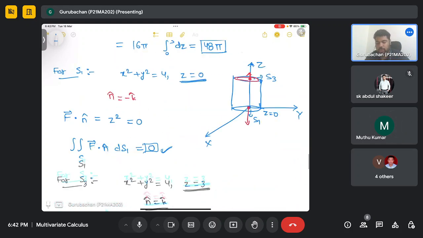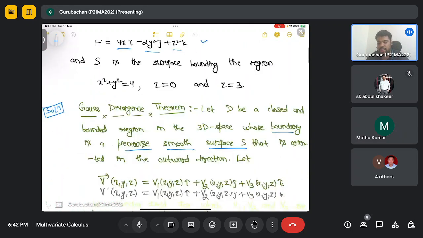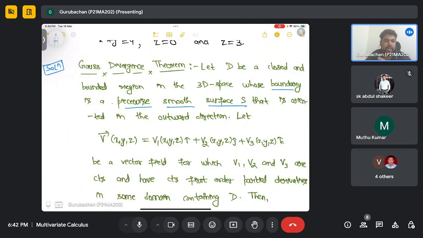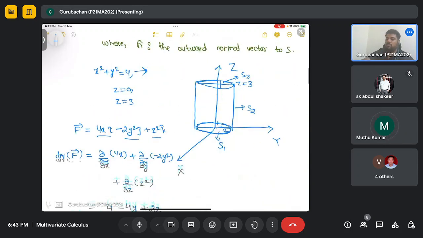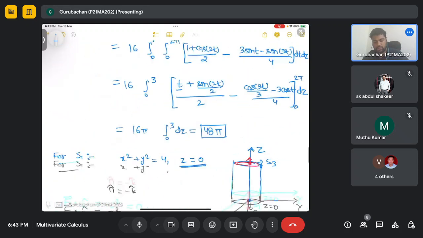So what we have learned is that we need to always focus on the exact given statement of the theorem. In the theorem, it has been told that we have a piecewise smooth surface S, and D is a closed and bounded region. What we missed in calculating the flux or surface integral the first time is two surfaces. So it is always necessary to cover all the surfaces. Then only will the Gauss divergence theorem be verified.